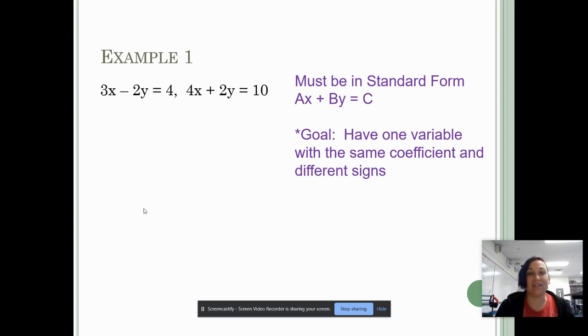Here is our first example. As you can see, just like all of our other problems, we still have two equations. So 3x minus 2y equals 4, and then 4x plus 2y equals 10.